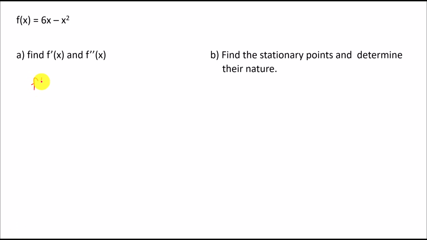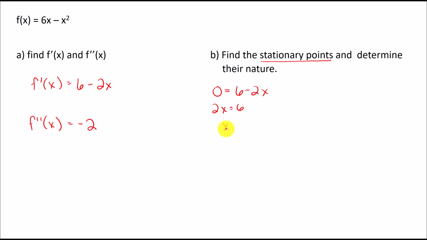Okay, so f prime of x is going to be 6 minus 2x. f double prime of x is just going to be negative 2. Let's look at this for a second. We still need to find the stationary points, and on this video we're doing just the x coordinates. So I set the first derivative, always the first derivative, equal to 0 to find stationary points, and I get 2x equals 6, and x equals 3.